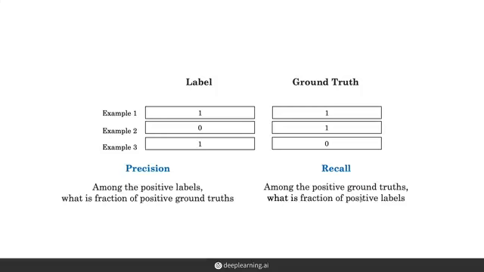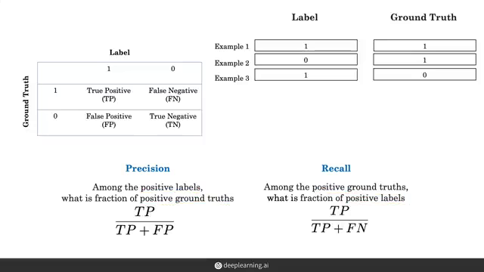Precision asks the question, among the positive labels, what is the fraction of positive ground truths? Recall asks the question, among the positive ground truths, what is the fraction of positive labels? We can write down the formulas for precision and recall in terms of the confusion matrix. Precision is true positives over true positives plus false positives. Recall is true positives over true positives plus false negatives.